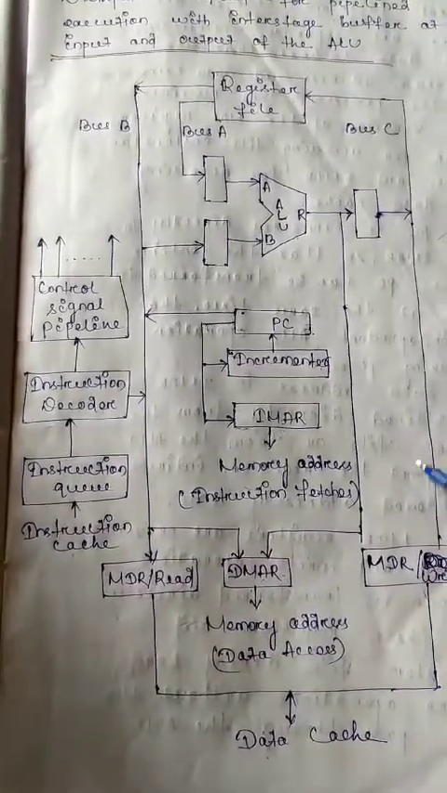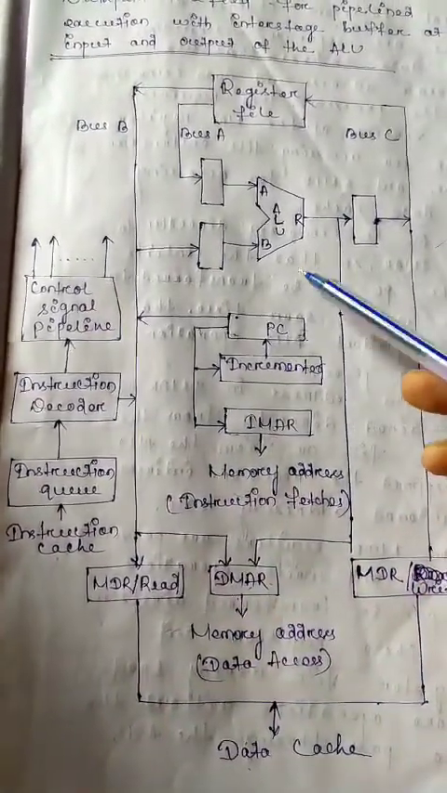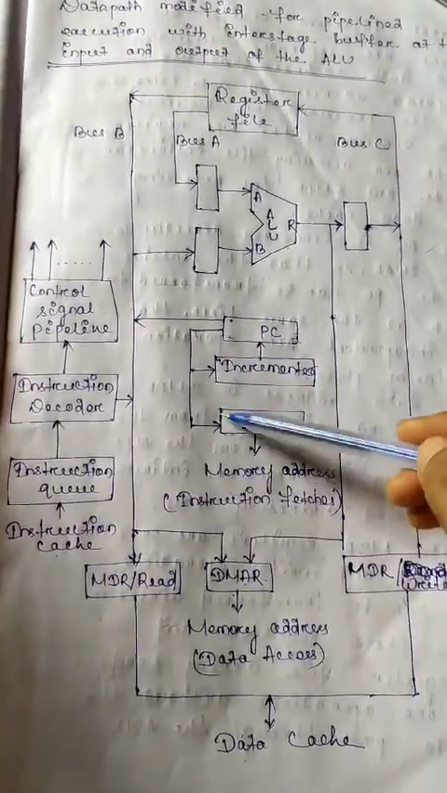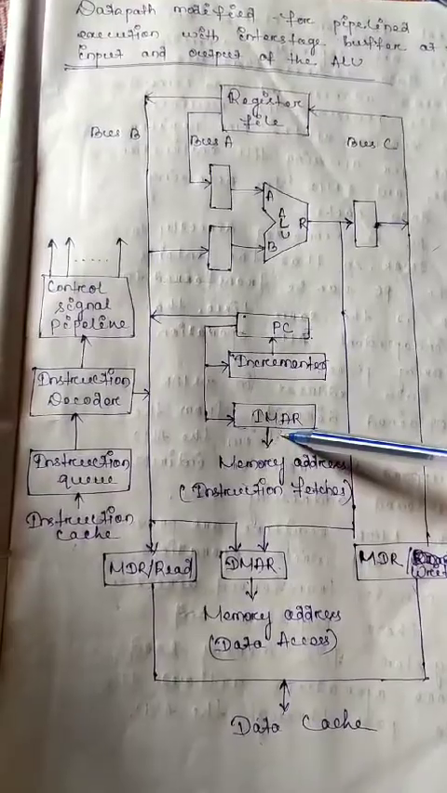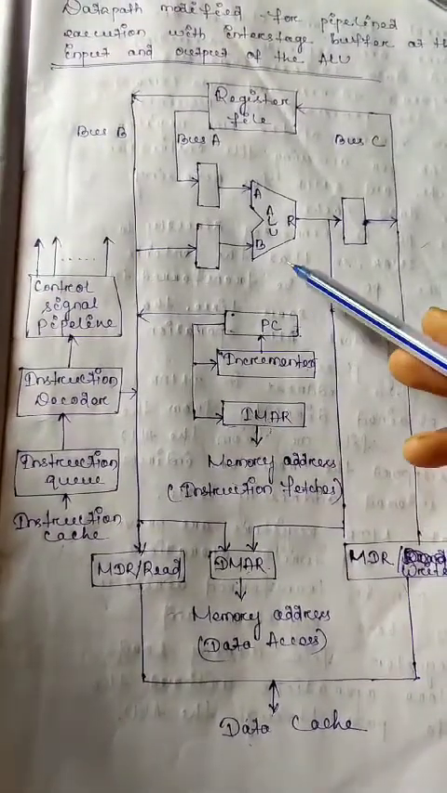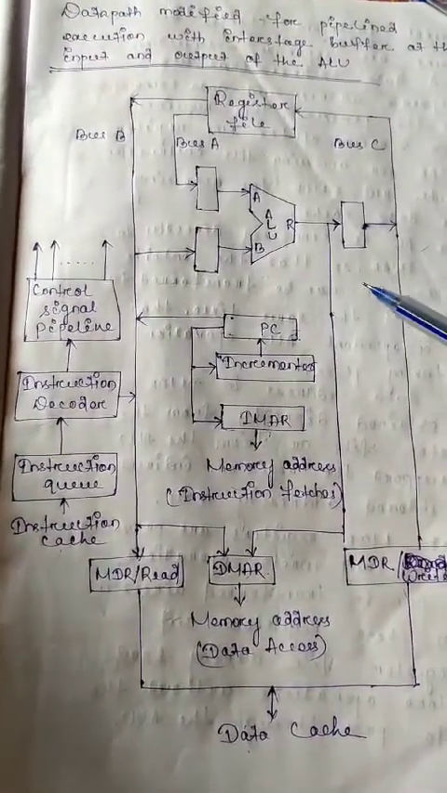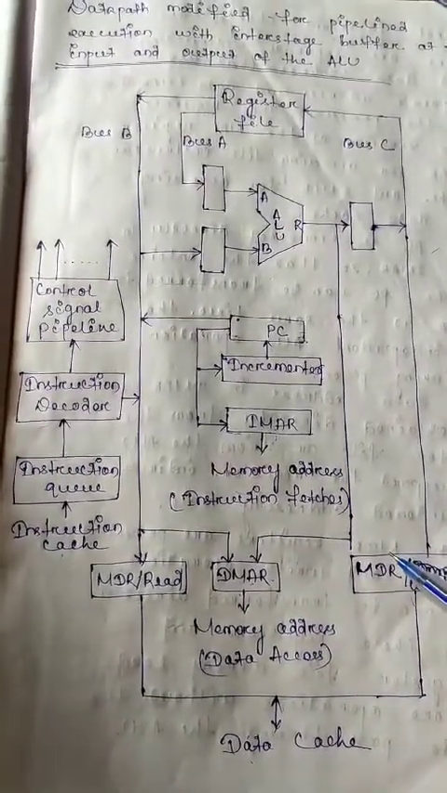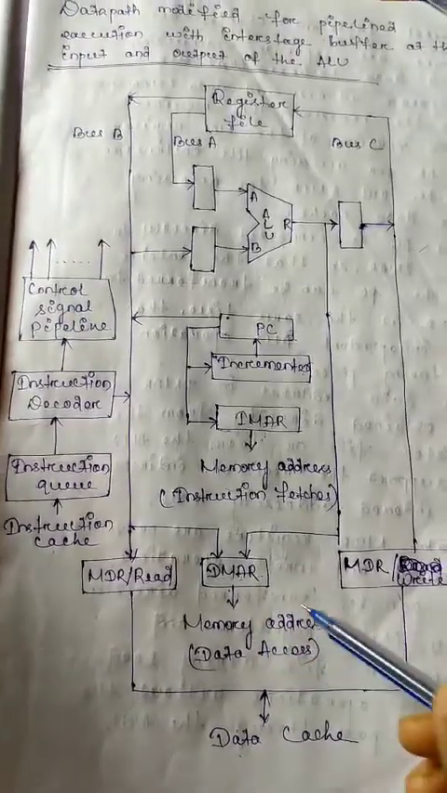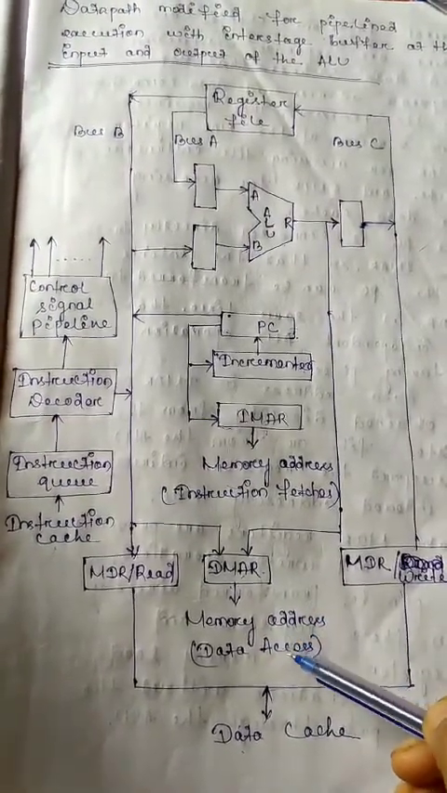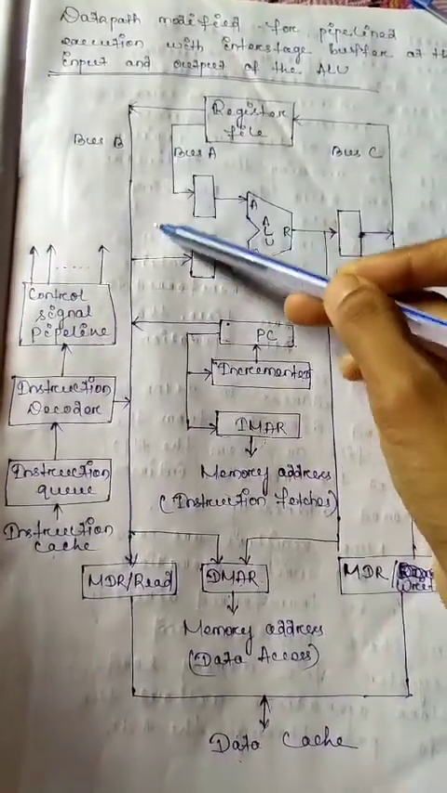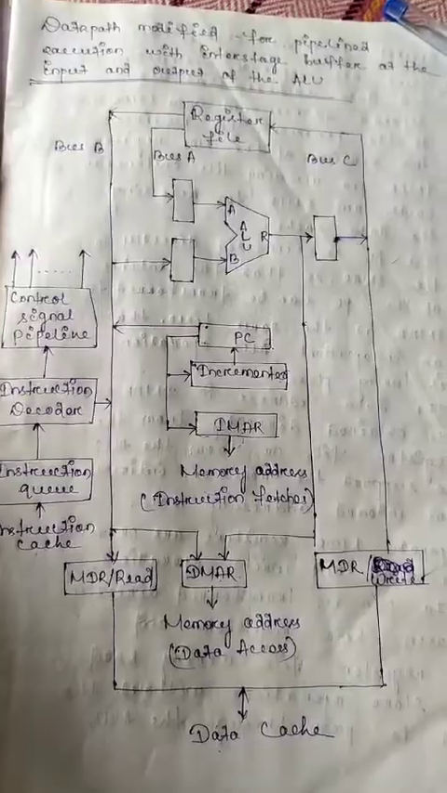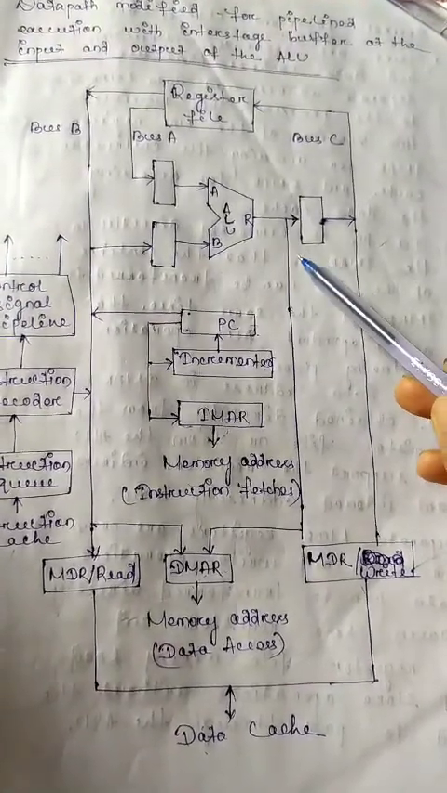So this is the second modification: the PC is not connected with the ALU, and the PC's content can be directly transferred to the IMAR, so that the ALU is now independent to take on other operations. The third one is that the data address in the DMAR can be obtained directly from the register file or from the ALU.